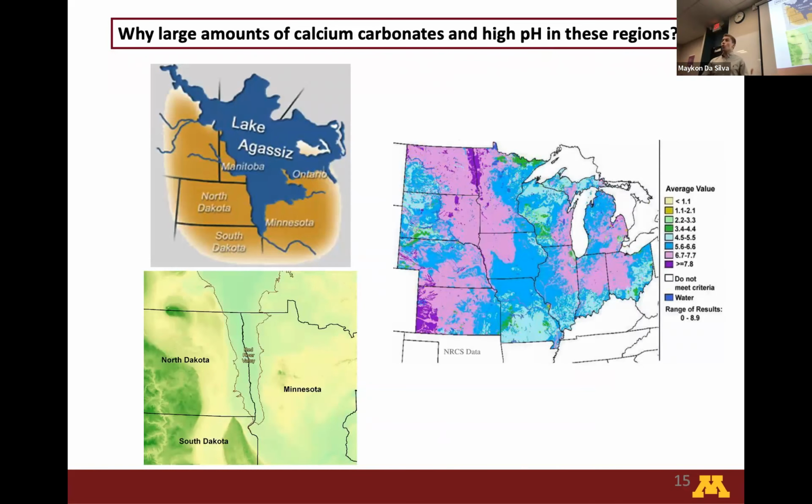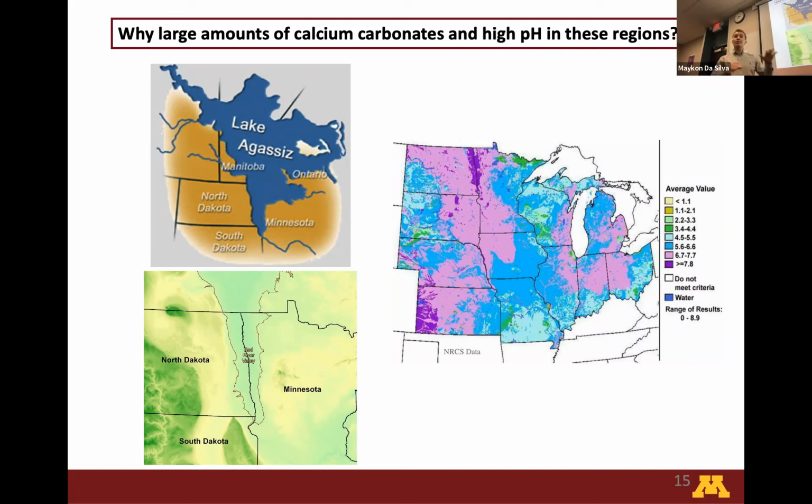But you might ask, where did these large amounts of calcium carbonates and high pH come from? Well, about 8,000 years ago, there was a huge ancient lake called Agassiz that stretched across the corners of Minnesota, South Dakota, and North Dakota, and that covered a huge amount of land. In Minnesota and North Dakota, for example, the remnants of this lake form what is today called the Red River Valley.